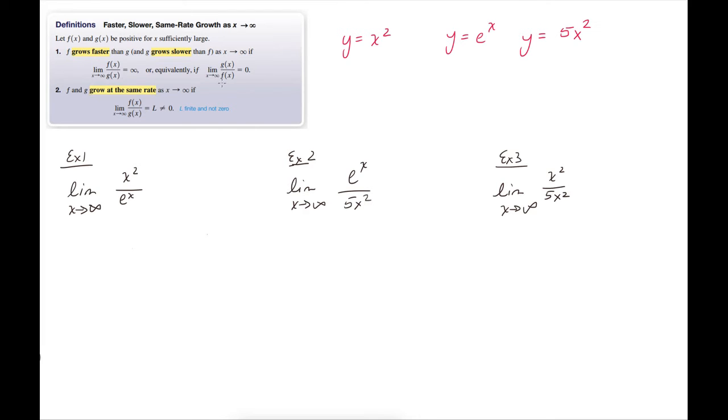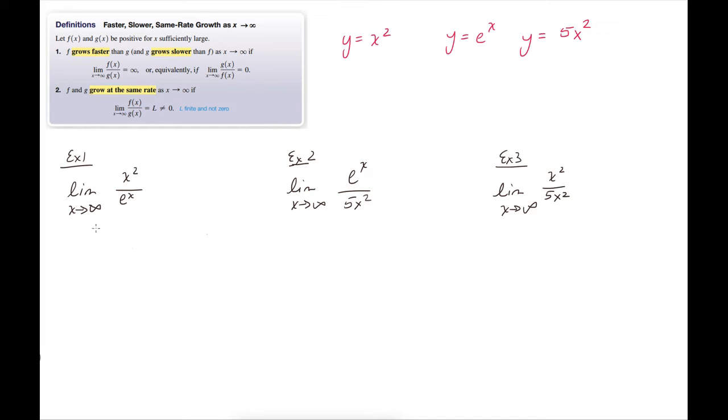Now, these are the limits as x approaches positive infinity, so keep that in mind. The last one says, well, what if they grow at the same rate? Well, the limit as x approaches positive infinity is not going to go to infinity, it's not going to go to 0, it's actually going to go to some number that's not 0. And that's if they grow the same. So this language may sound familiar to you, although the notation may be not as familiar. But we have studied these with rational functions. So I've given you 3 functions to consider: x squared, e to the x, and 5x squared.